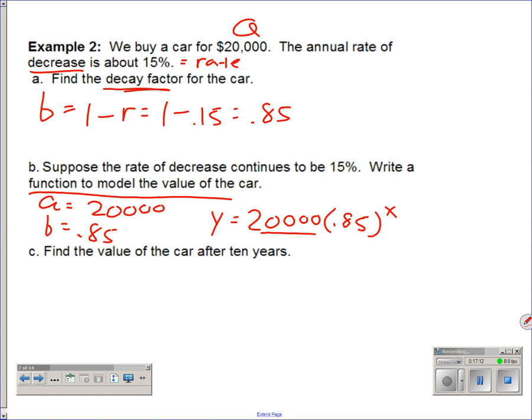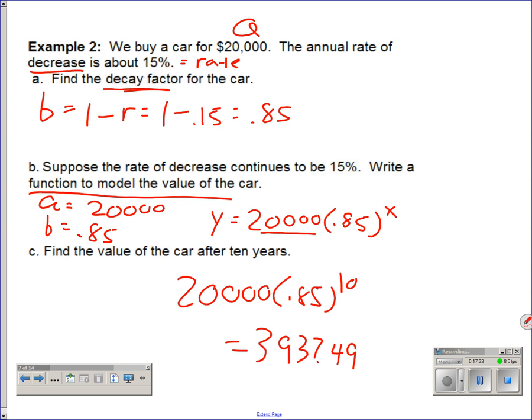All right, find the value of the car after 10 years. Plug in 10 for x. X represents time, right? So that's just 20,000 times 0.85^10. That makes sense to me. I mean, a 10-year-old car going from 20,000 down to about 4,000 is about right. Makes sense. Questions on that one?